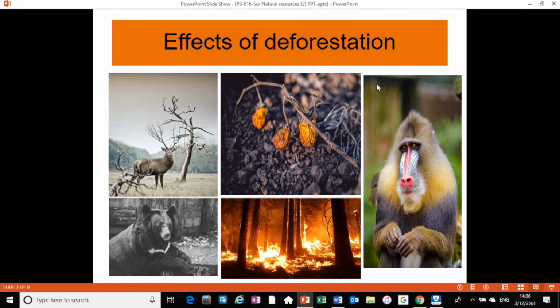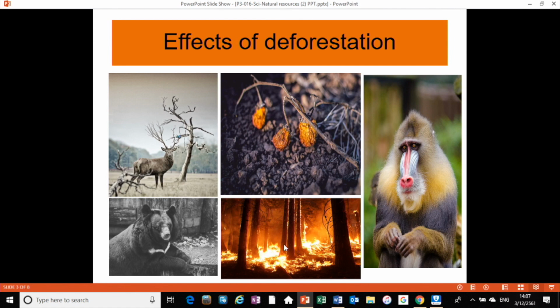Effects of deforestation. Yes, what animal is this? Deer. Bear. Monkey. Where do all these animals live? In the forest. So what happens if we cut down the forest? They have nowhere to live. Imagine tonight when you go home, if somebody goes to your house and knocks down your house, you have nowhere to live. This is what happens to animals when we cut down forests. They have nowhere to live.